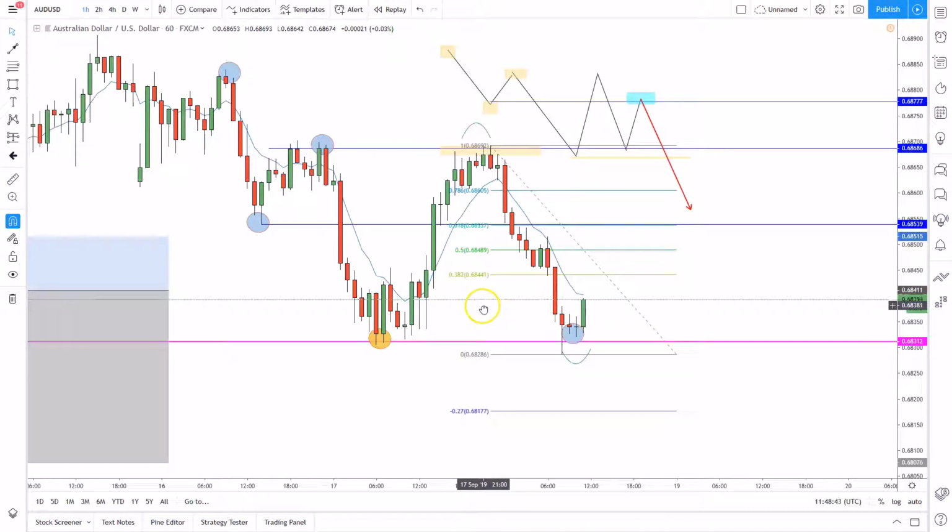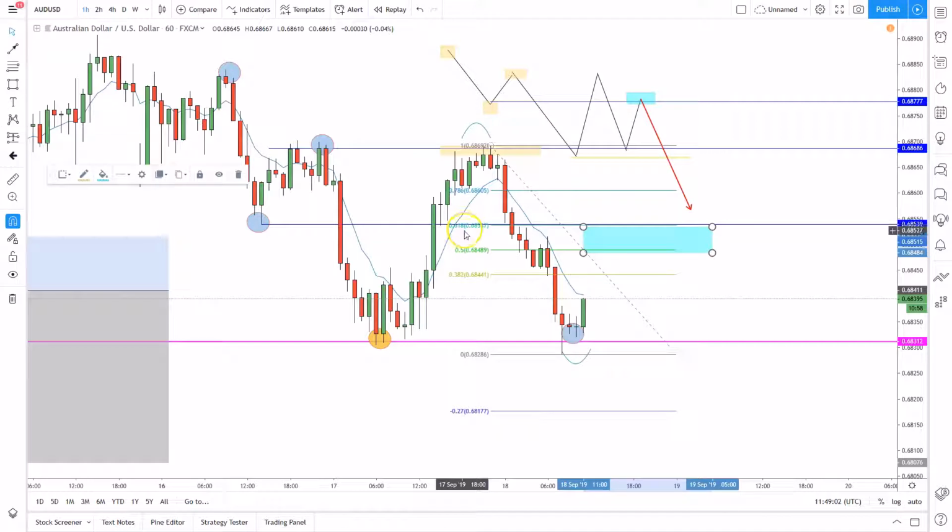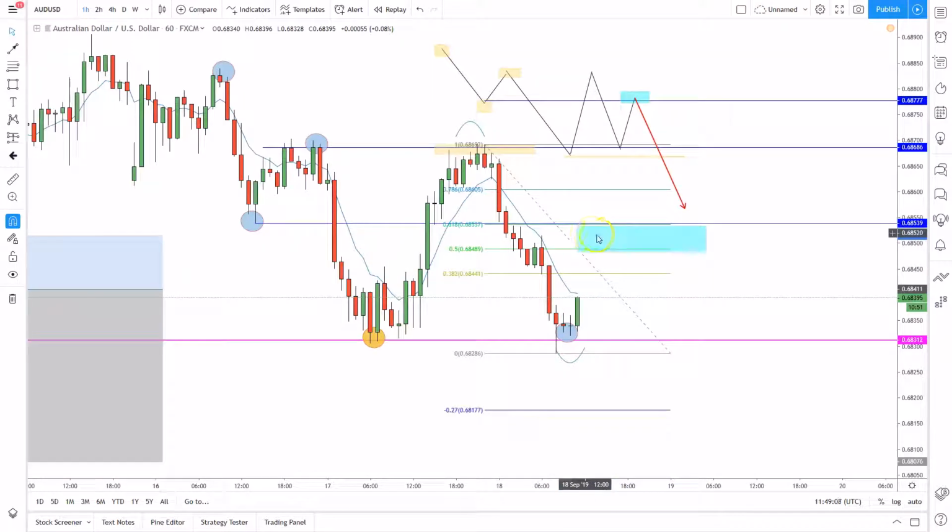So what I'm waiting for now, I'm waiting for price to shoot up. I'd love to see price come to the 61.8, but if it doesn't, I'm waiting to see what price does between this zone here, between the 50 and the 61.8. That's what I'm waiting for, signs of reversal around these regions up here.